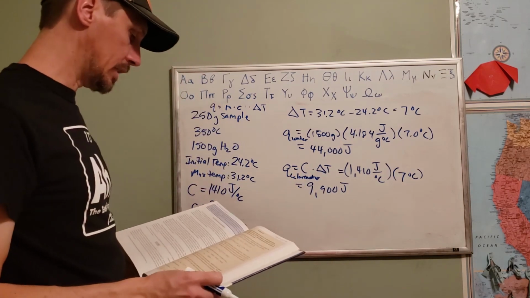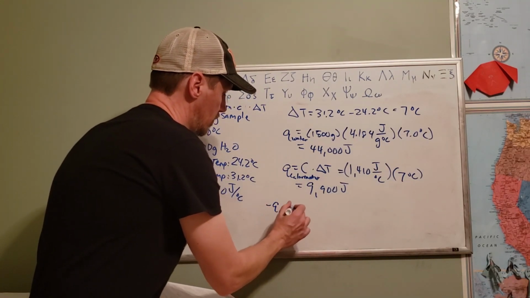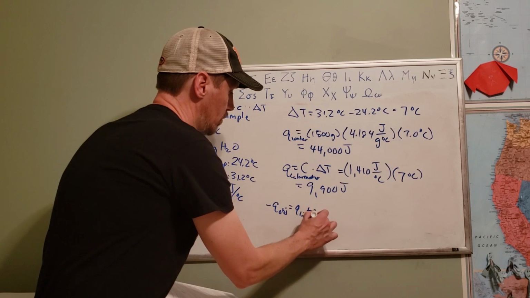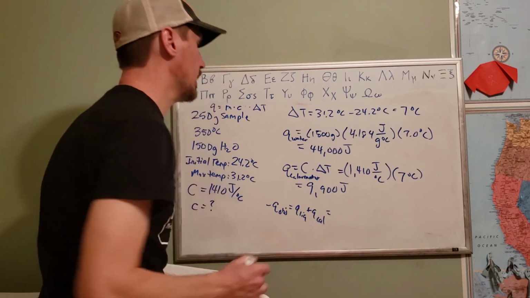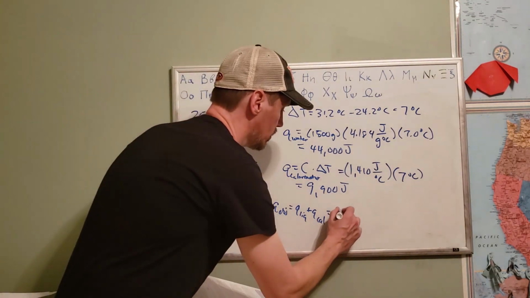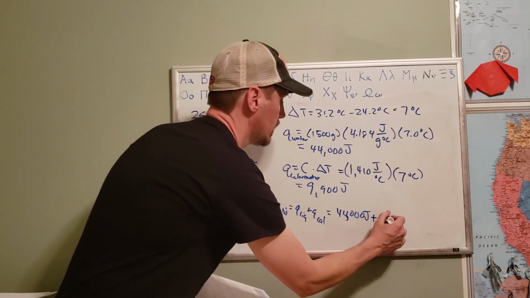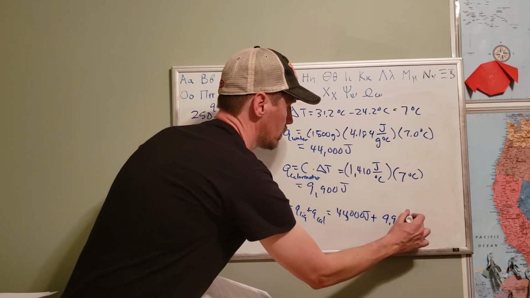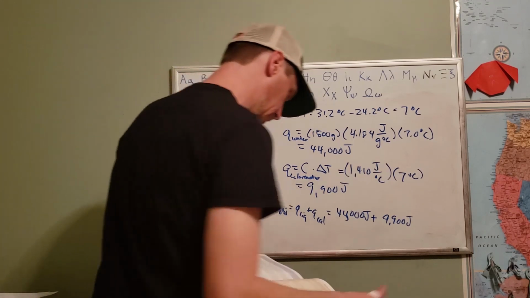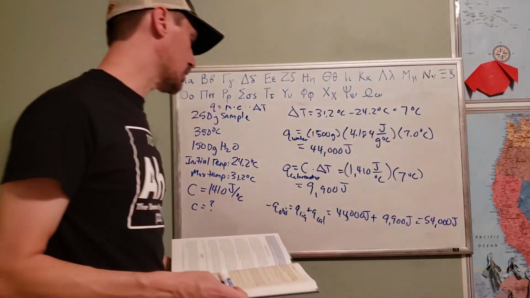Right? And we said that the Q then of the object, we can calculate that using this formula. Q of object equals Q of the liquid plus Q of the calorimeter. And so in our case, it's going to be 44,000 joules plus 9,900 joules. And then we add that together and we get 54,000 joules. So then what is Q of the object?